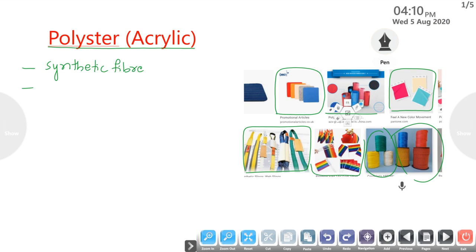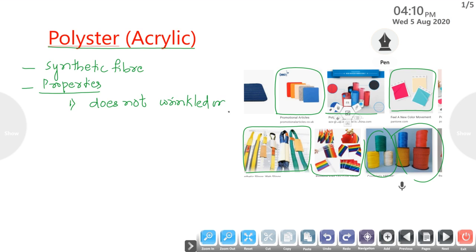So we are using so many polyester things in our daily life because of the following properties. Polyester has special properties, and because of those properties we are using many polyester items. Okay, which are the properties? We will discuss one by one. The first one: it does not get wrinkled. It is the most important character, that is, it does not wrinkle easily.